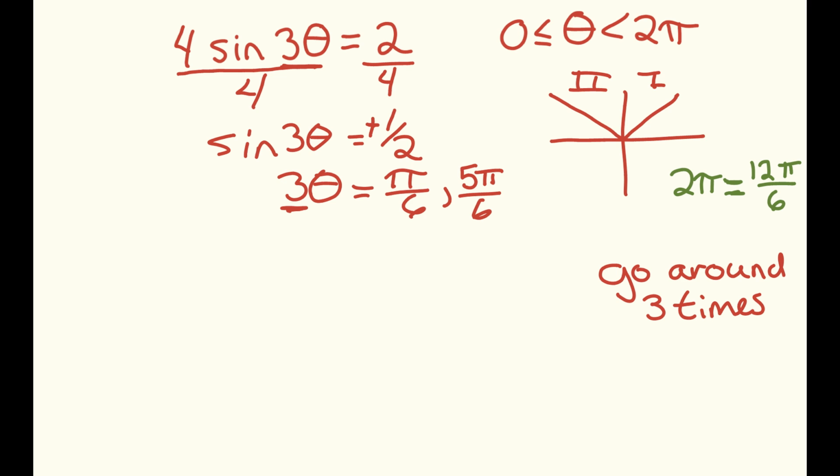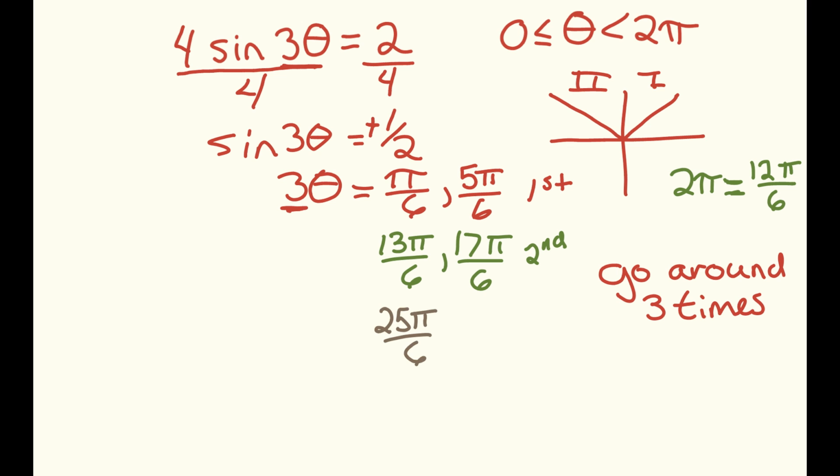Alright, I'm going to add 2 pi to the pi over 6 and I get 13 pi over 6. Then I add 2 pi to the 5 pi over 6 and I get 17 pi over 6. So this is my second time around the unit circle. This was my first time. I have a 3, which means I have to go one more time. So again, I'm going to add 2 pi. So I add 2 pi to the 13 pi over 6 and I get 25 pi over 6. And then I add 2 pi to the 17 pi over 6 and get 29 pi over 6. And that's my third time around.